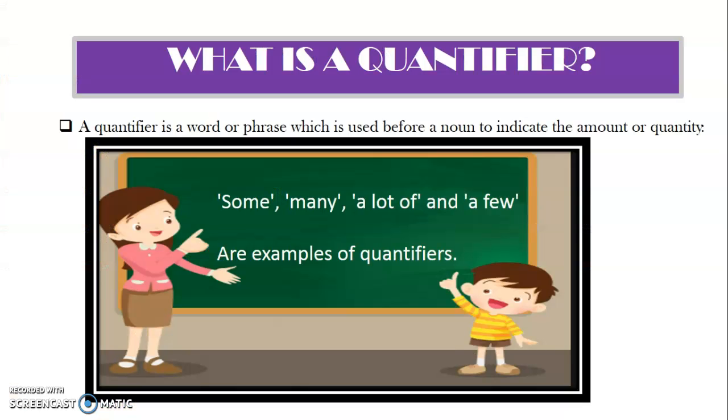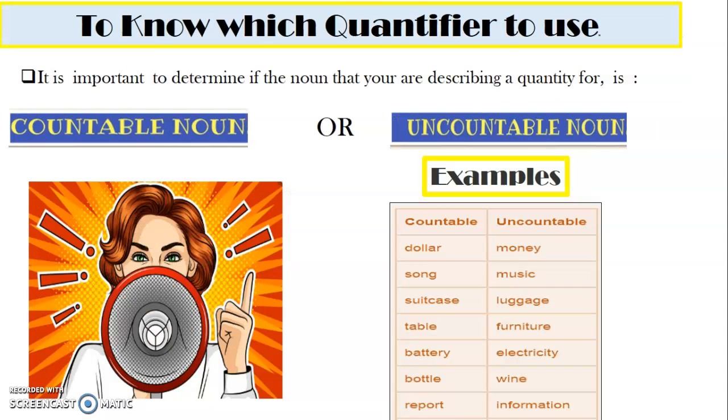So, in first place, what is a quantifier? A quantifier is a word or phrase which is used before a noun to indicate the amount or a quantity. Some examples of quantifiers are the following: some, many, a lot of, and a few. But let's make it clear.